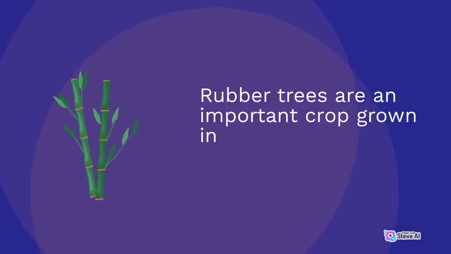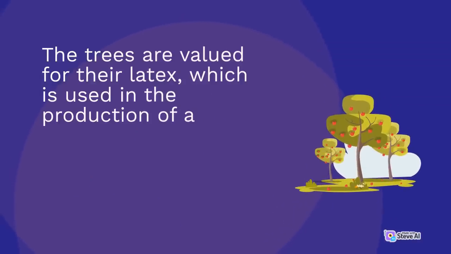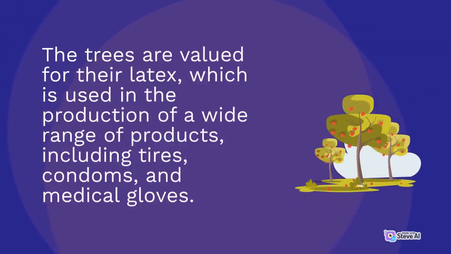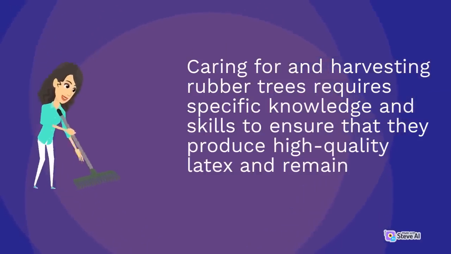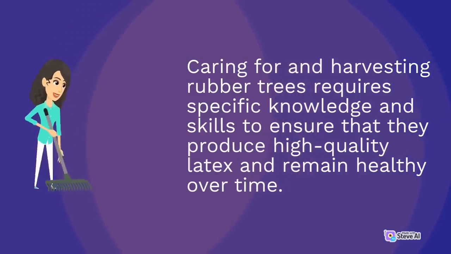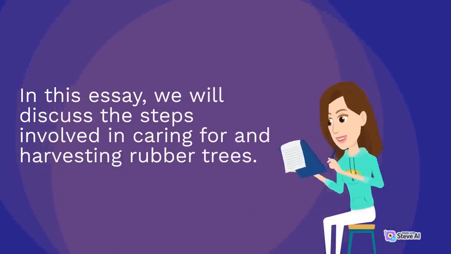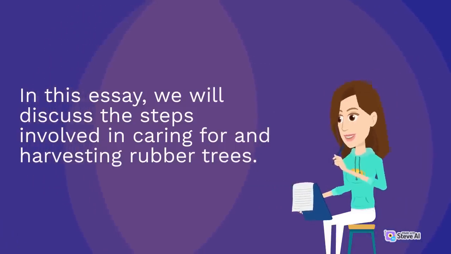Rubber trees are an important crop grown in many tropical regions of the world. The trees are valued for their latex, which is used in the production of a wide range of products, including tires, condoms, and medical gloves. Caring for and harvesting rubber trees requires specific knowledge and skills to ensure that they produce high-quality latex and remain healthy over time. In this essay, we will discuss the steps involved in caring for and harvesting rubber trees.